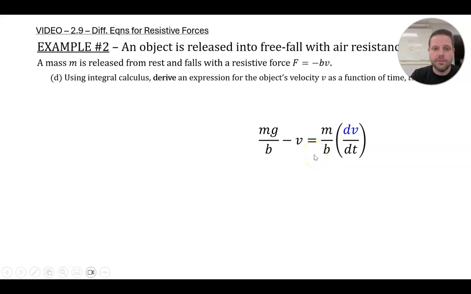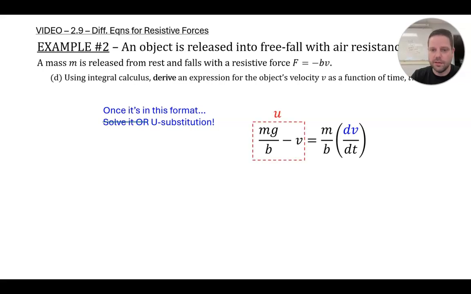Now, starting with this one, we have to figure out how we're going to solve this. It's not as straightforward as the previous problem, so we have to go ahead and do a u substitution. In the previous problem, we were able to solve it directly. If you can't solve it, then we're going to do a u substitution. We're always just going to let the left side be u, because it's in this format.